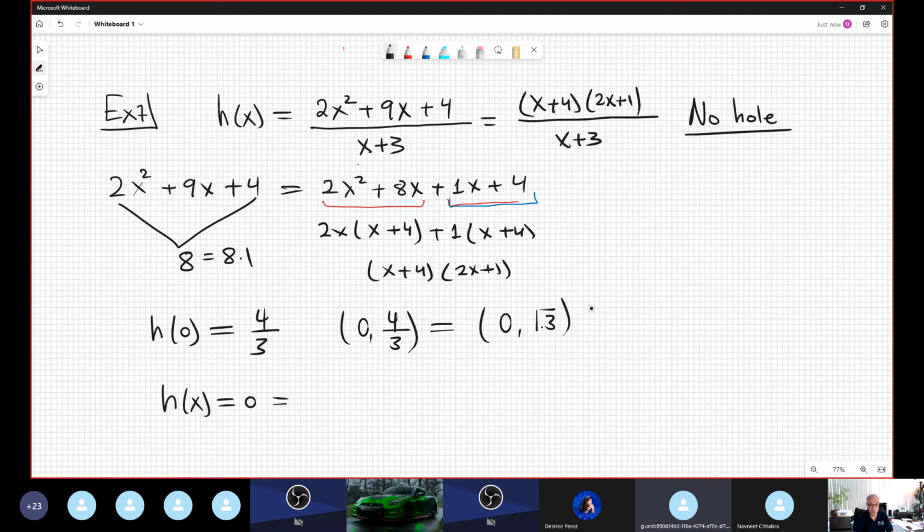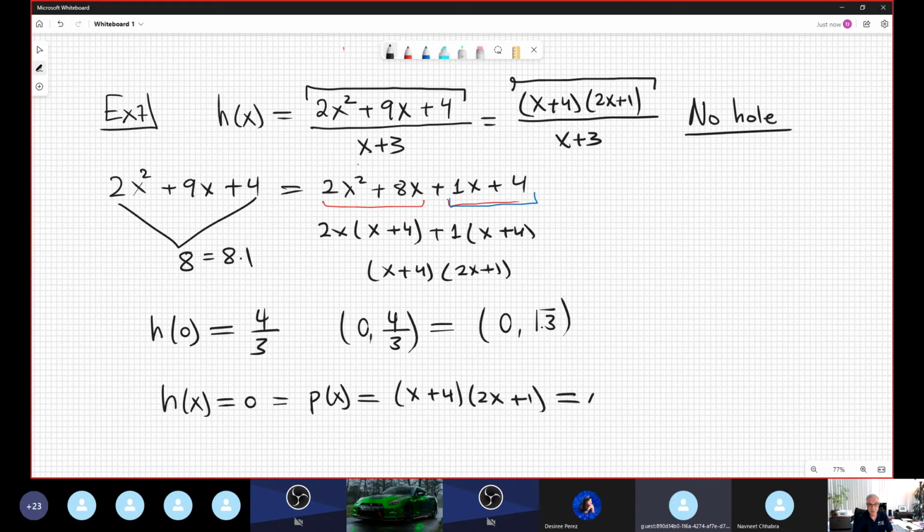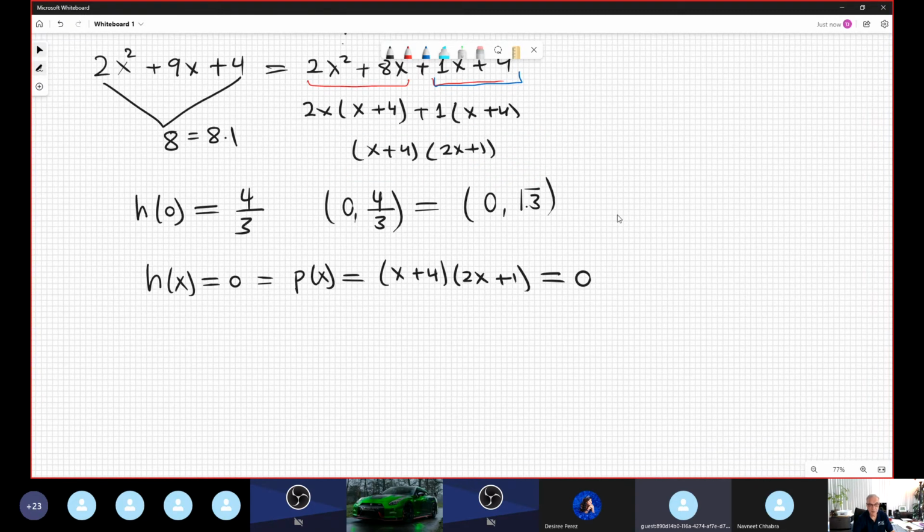P is the polynomial in the top. And who is the polynomial in the top? This guy. But I take advantage of the factor 4. It is x plus 4 times 2x plus 1 equals 0. Okay, I'll apply one more time the zero factor property. x plus 4 equals 0. Therefore, x is minus 4.